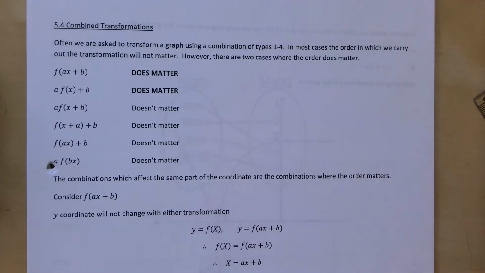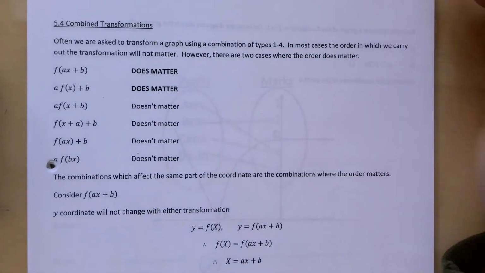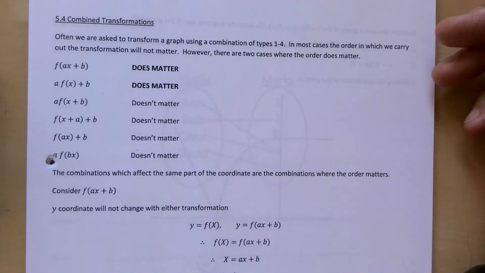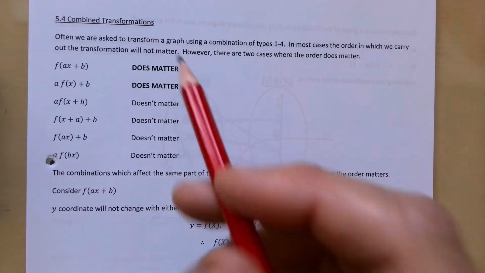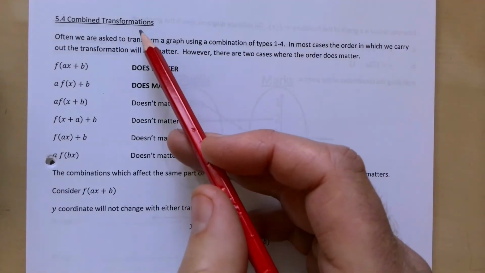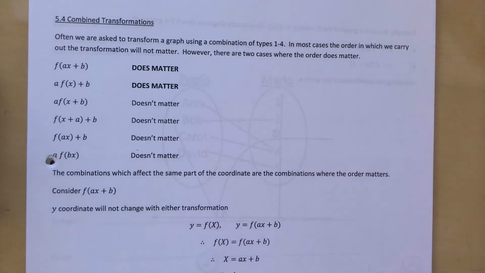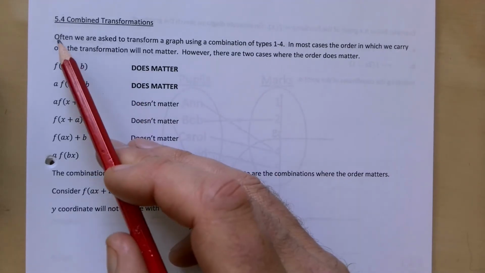This is A2 Pure Maths. We're on chapter 5 and we're looking at transformations. The previous video just revised this stuff from AS transformations. So here we're looking at combined transformations. For A2 we need to be able to maybe move it to the right and then stretch it up and down and things like that. So that's what it means by combined transformations.